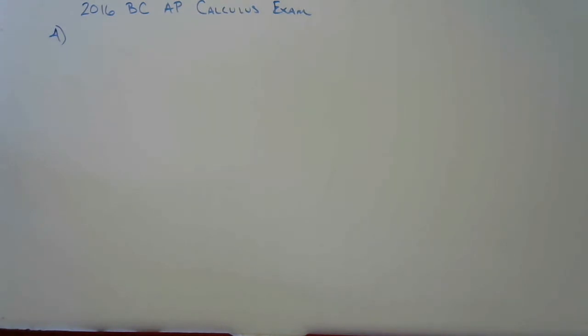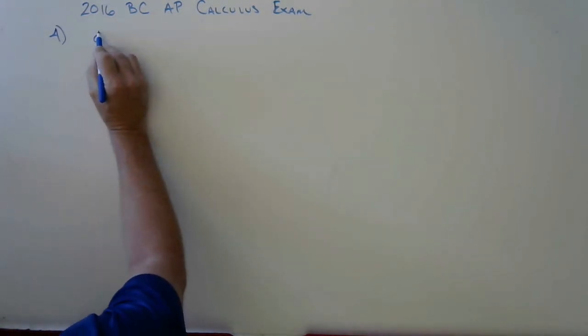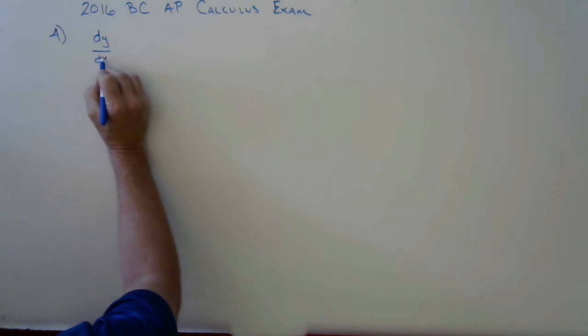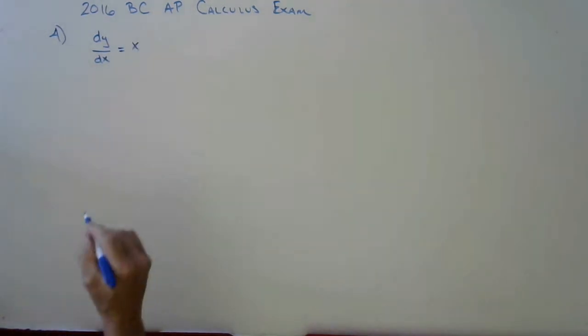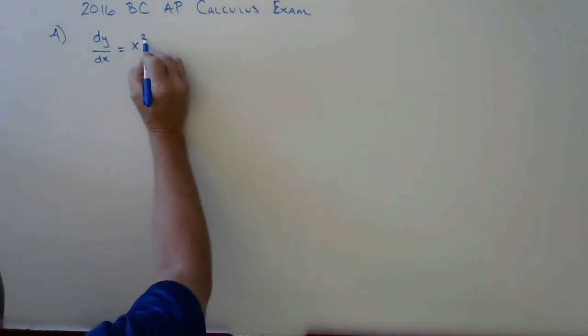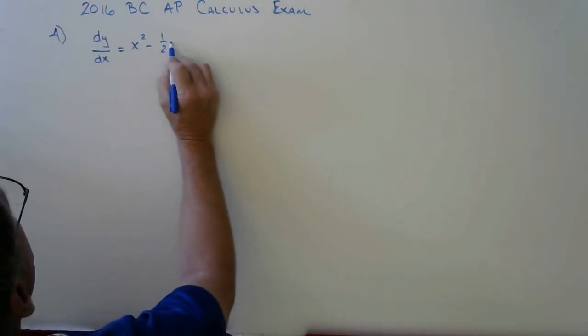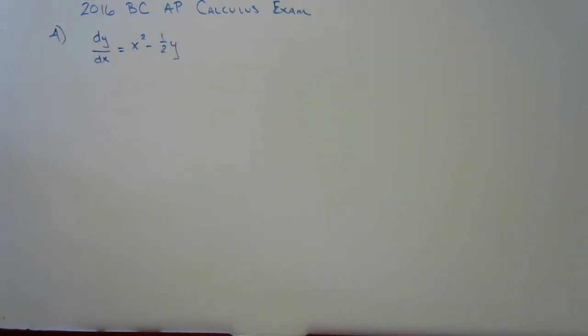Question number 4 is a differential equations question, but it's a non-traditional differential equations question. They give us a differential equation. In this case, they give us dy/dx equals x squared minus 1/2 y. And I say it's non-traditional because that's not a separable differential equation. That differential equation cannot be separated. So therefore, we cannot use our methodologies to solve that differential equation.